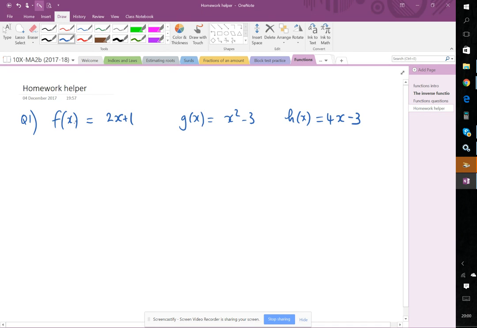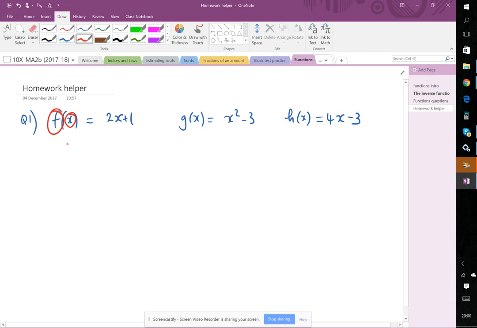Now, if you remember in class, I'd like you to think of the functions as follows. The function f, if it takes an input x, which is what this f brackets x means, it doesn't mean f times x, it means the function f takes in a value of x, then it produces 2 times x and then adds 1 to the end. Okay, so that's what we mean by that.